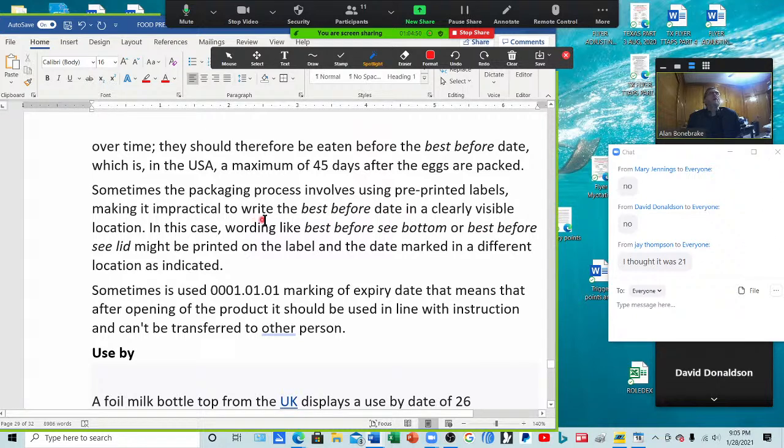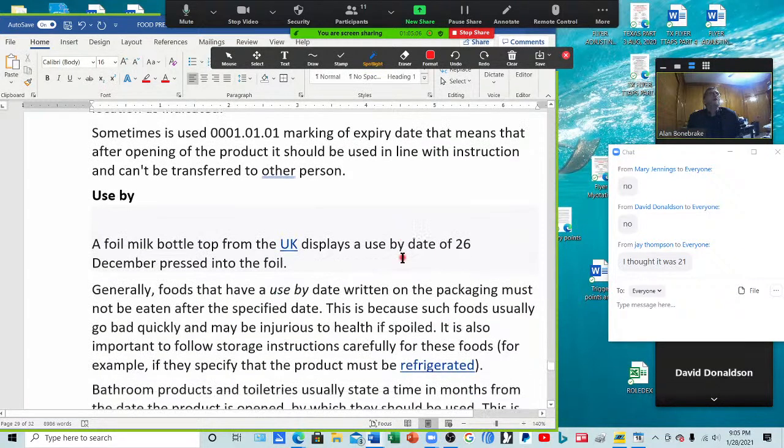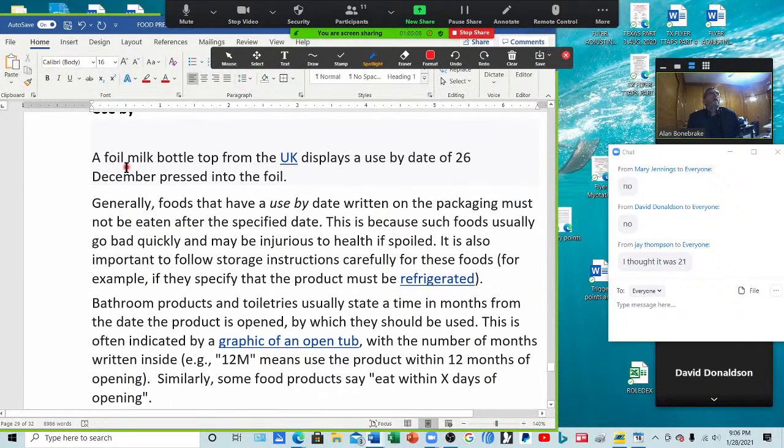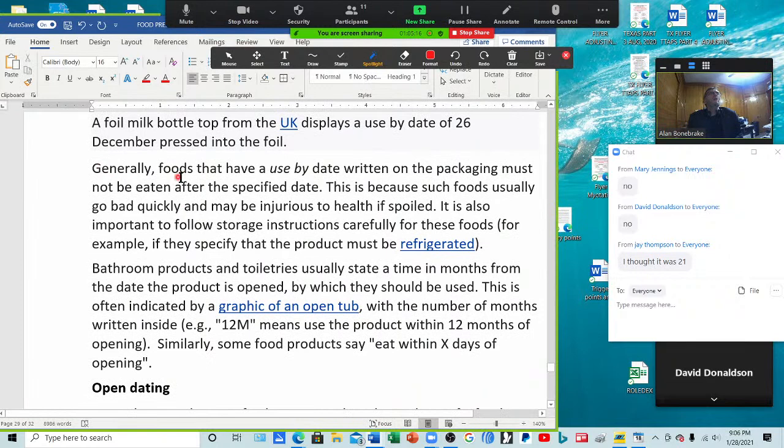Sometimes the packaging process involves using printed labels, making it impractical to write the best before date in a clearly visible location. In this case, wording like best before, see bottom, or best before, see lid is used. Use by: a foil milk bottle top in the UK displays a use-by date of 26 December, for example. Generally, foods that have a use-by date written on the packaging must not be eaten after the specified date.